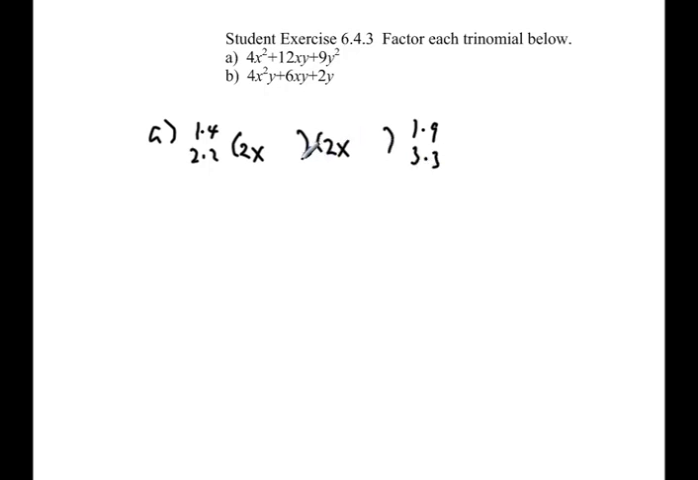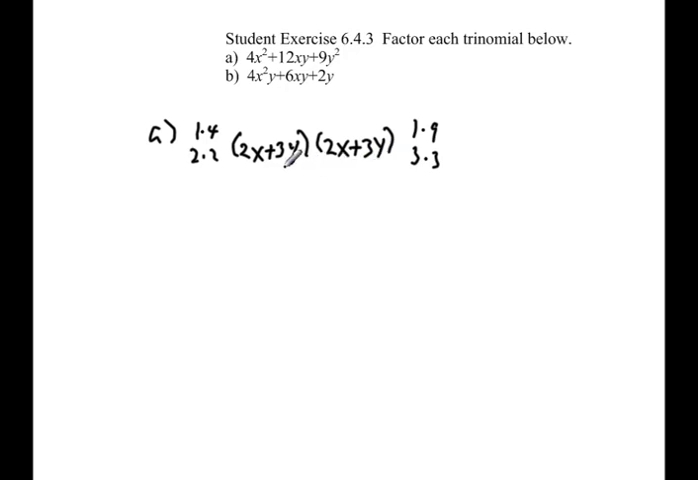So, we have a positive 9, and a positive 12. In other words, we have the same sign, they're both positive. So we get 2x plus and 2x plus 3, and not just 3 because of the y squared, it's 3y and 3y.